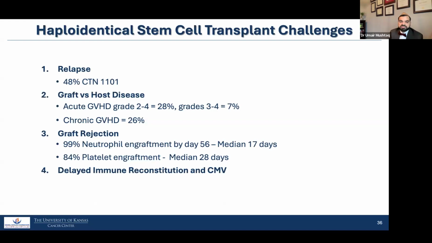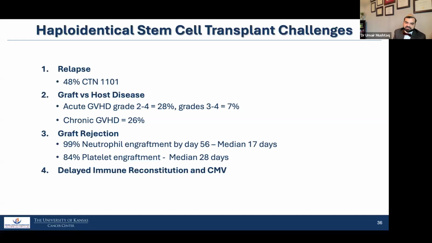In terms of challenges, I have been talking about these previously. Relapse remains the biggest challenge. CTN 1101 is slightly older data. It's about a 50% relapse rate in malignant disease, AML, ALL, MDS. It's probably close to 30% in the US in the past 5 years or so, but relapse is still the biggest cause. Then GVHD rates are in the 20% range.